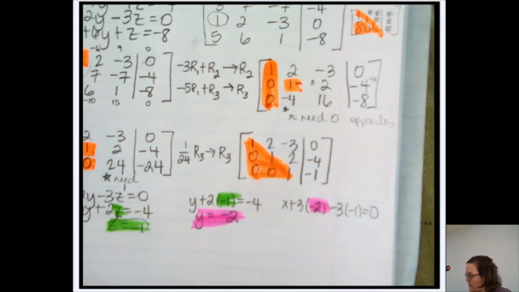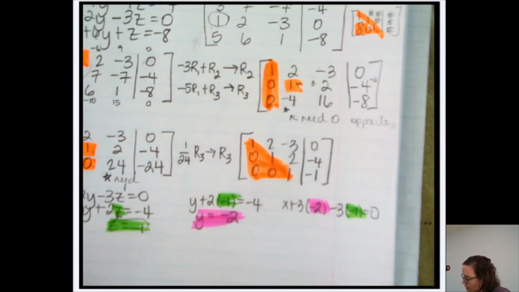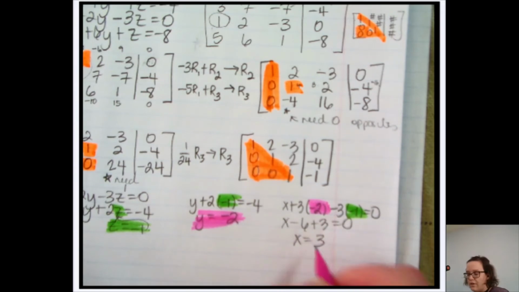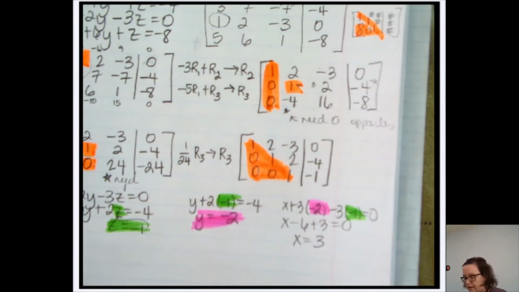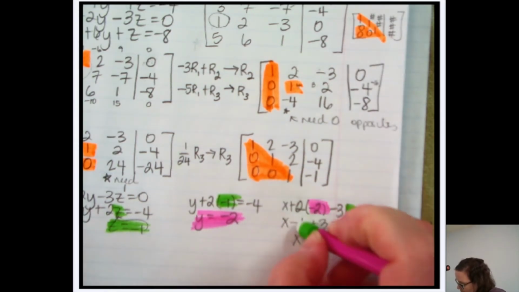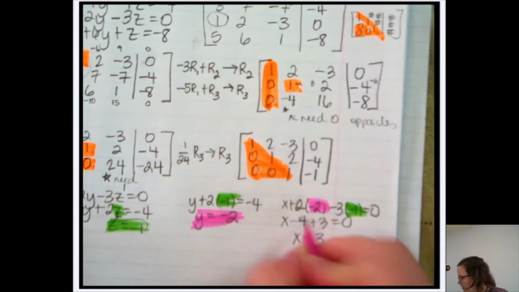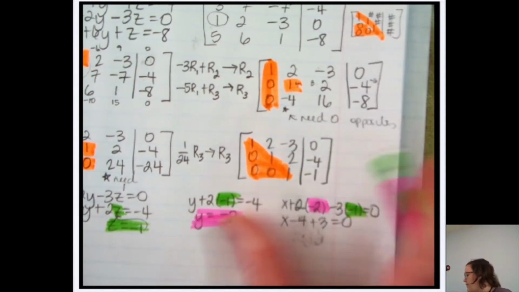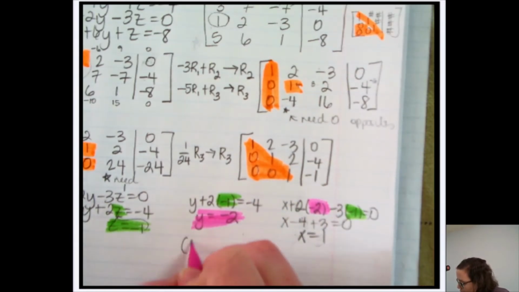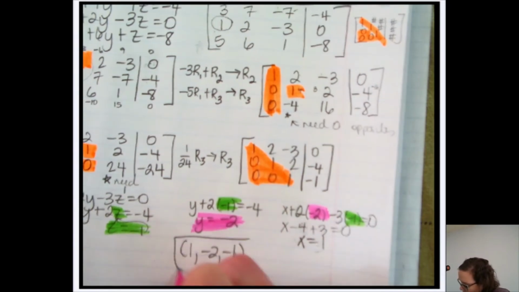And we should be able to find out what x is. So we get x minus 6 plus 3 equals 0, or x equals 3. And I think I messed up somewhere, so let's just see a minute. So x, this is negative 3. Oh, oops, sorry. This should have been a 2. Apologize about that. So x minus 4 plus 3 is x minus 1, and so we add the 1 to the other side and we get a 1. So our answer is 1, negative 2, negative 1.